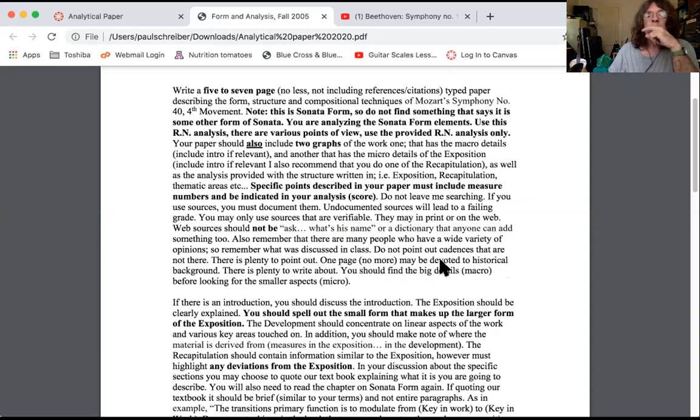One page, no more, may be devoted to the historical background. All right, there's plenty to write about. When I say historical background, you might want to think about, sure, you could say Mozart was born in such and such a place, and that's about four sentences. And then the historical background would really be the time period he wrote this, where he was in his life with this. Symphony number 40, I think that's one of the later symphonies. So you could mention something like that.